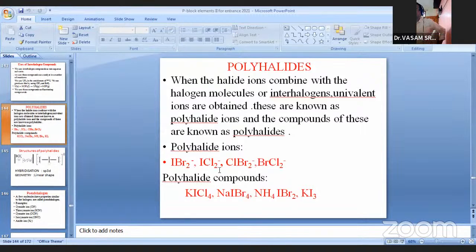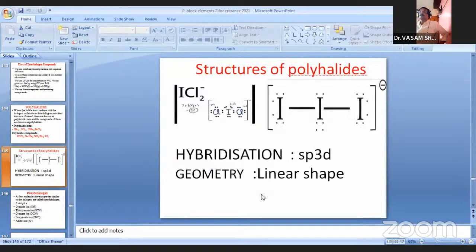So IBr2 minus, ICl2 minus, ClF2 minus, these are ions. And this last one is compounds: KClO4, NaIBr4, NH4IBr2, and KI3. So K plus I3 minus. So KI3 is another example for polyhalide compounds. And their structures: polyhalide I3, ICl2 minus, and I3 minus. Hybridization is sp3d, and geometry is linear.